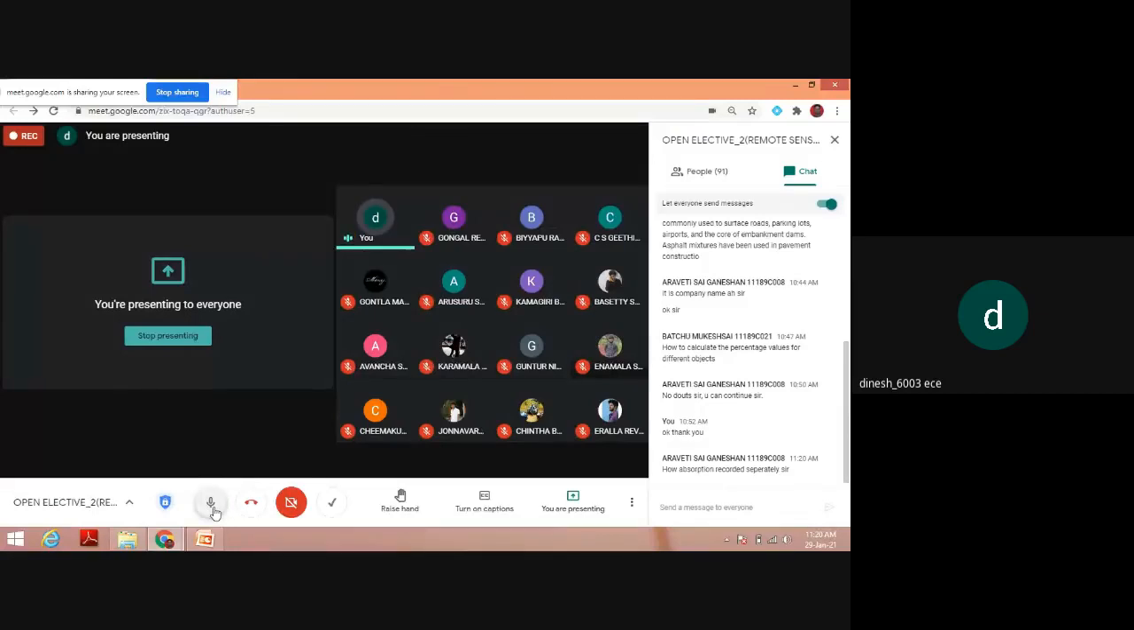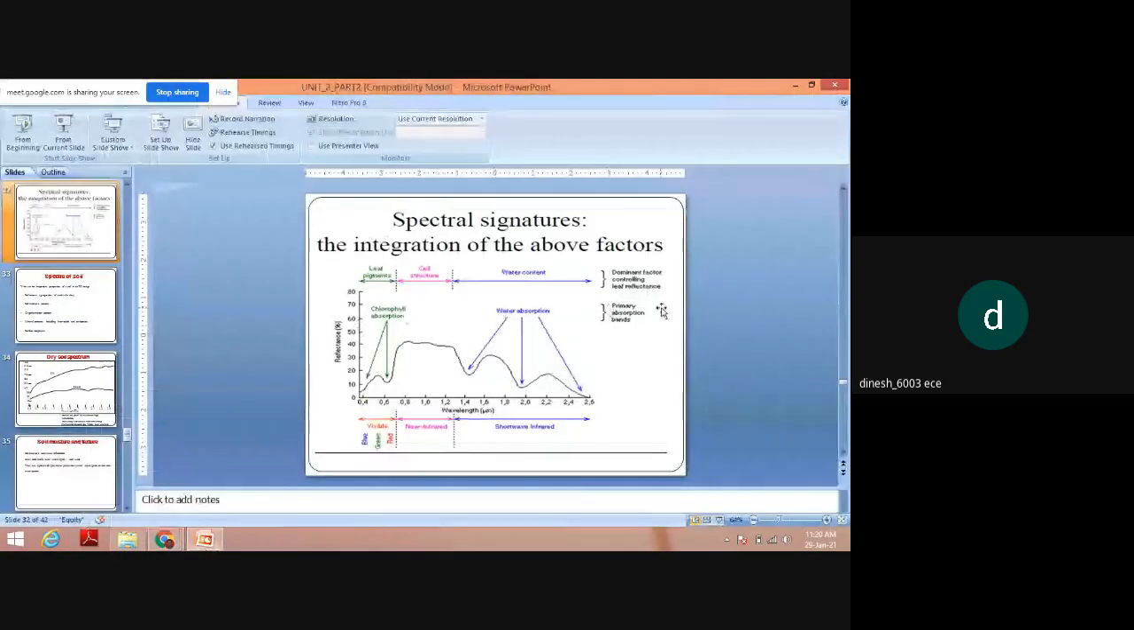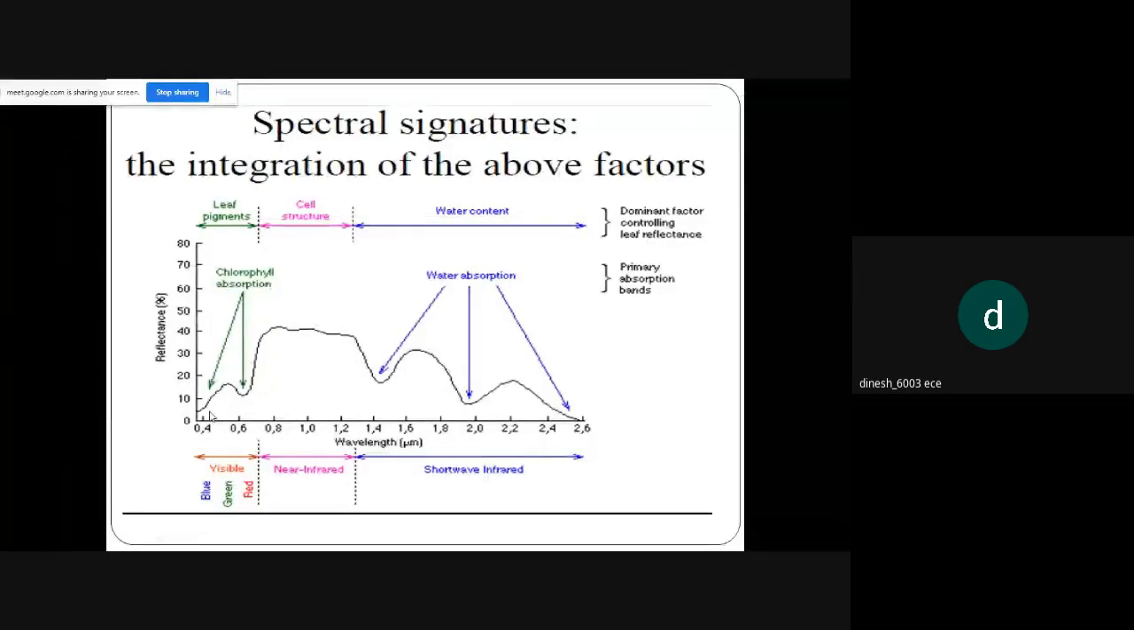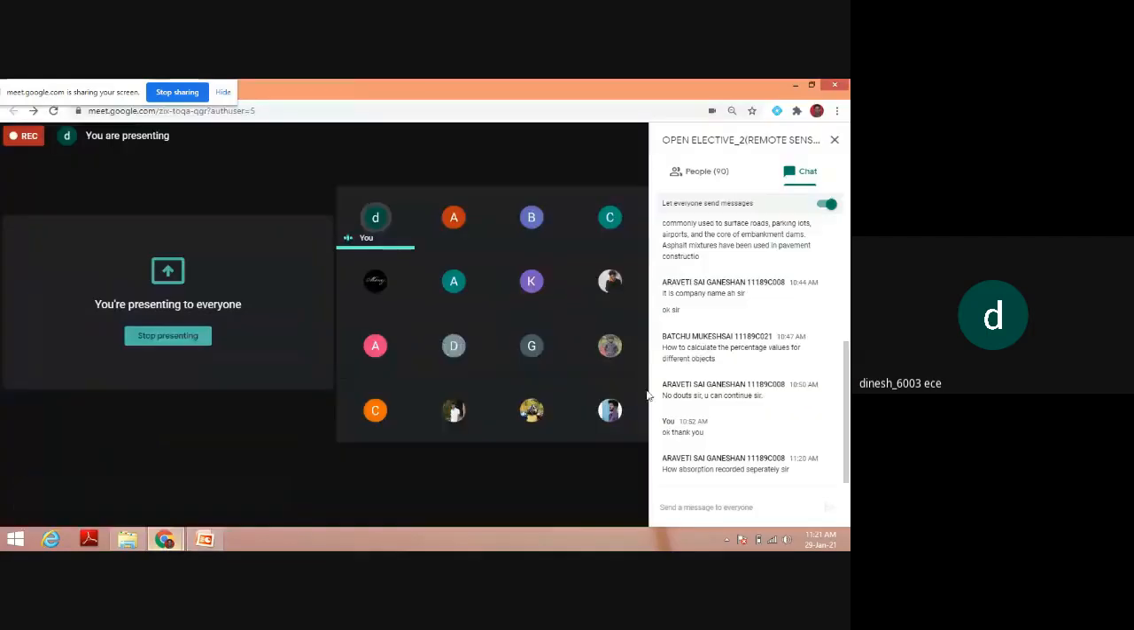The absorption is recorded separately depending upon the reflection of the electromagnetic radiation. You can see the values where green will be dominant. If the reflectance value is around 15 for green in visible light, it shows the absorption is here, the green water content. And if the value is around, for example, 30 or 31 when we use a wavelength of around 1.7 or 1.65 micrometer, if the reflectance is around 31 or 32 percent, water content is recorded.